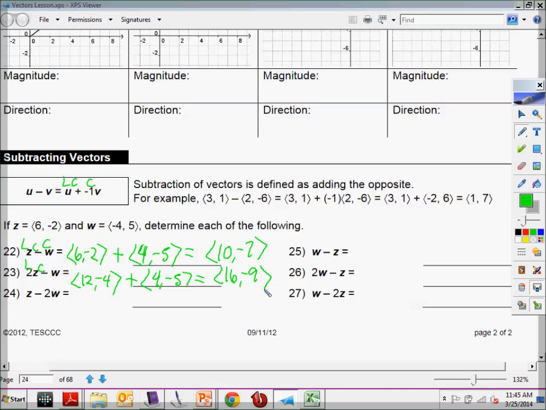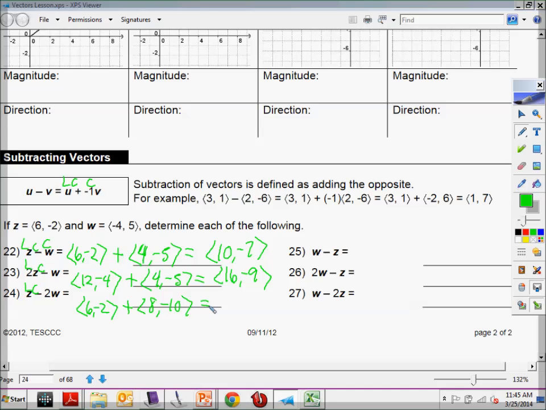Okay, let's do 24, and then you're left with 25 through 27. All right, 24, I'm going to leave z as is, so z is 6, -2. I'm going to first do the scalar of w, and then change its sign. So the scalar of w would be -8 and +10, but because I'm subtracting, it's +8 and -10. Now I can find the resultant.